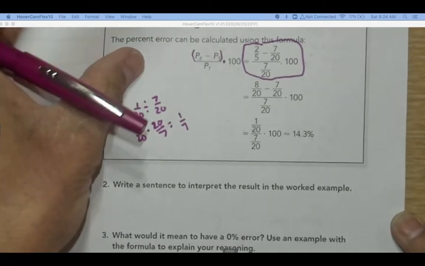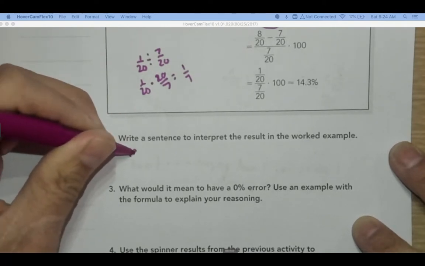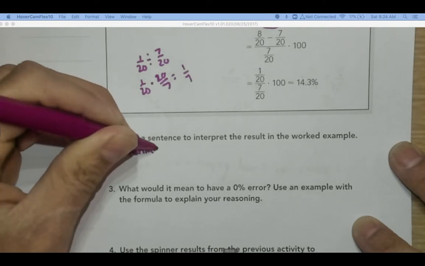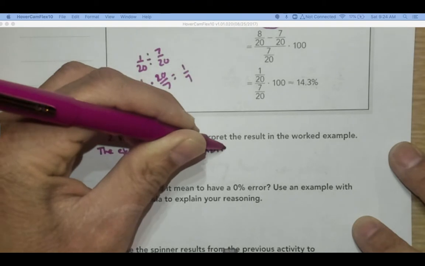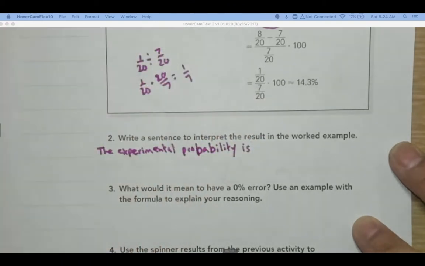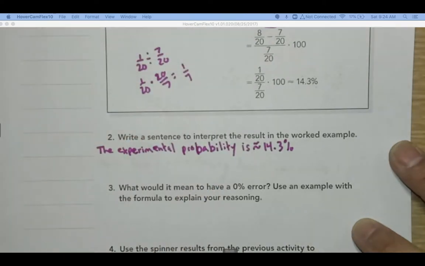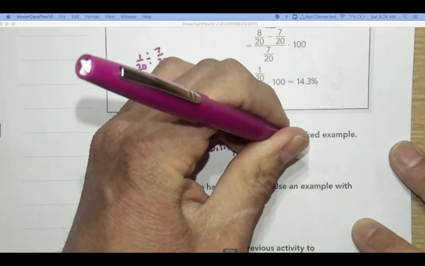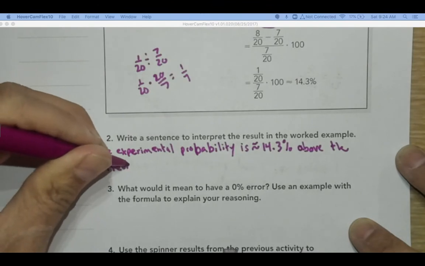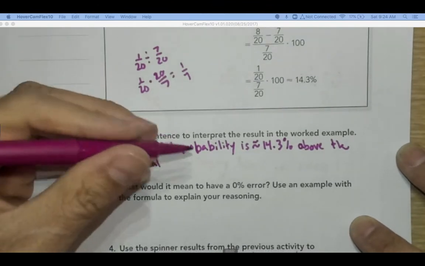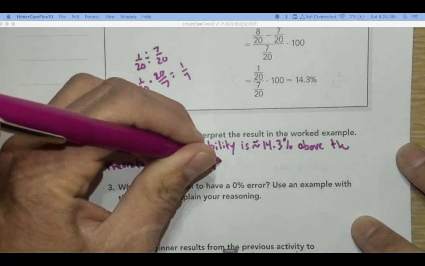Write a sentence to interpret the result in the worked example. The experimental probability is about 14.3% above the theoretical probability.